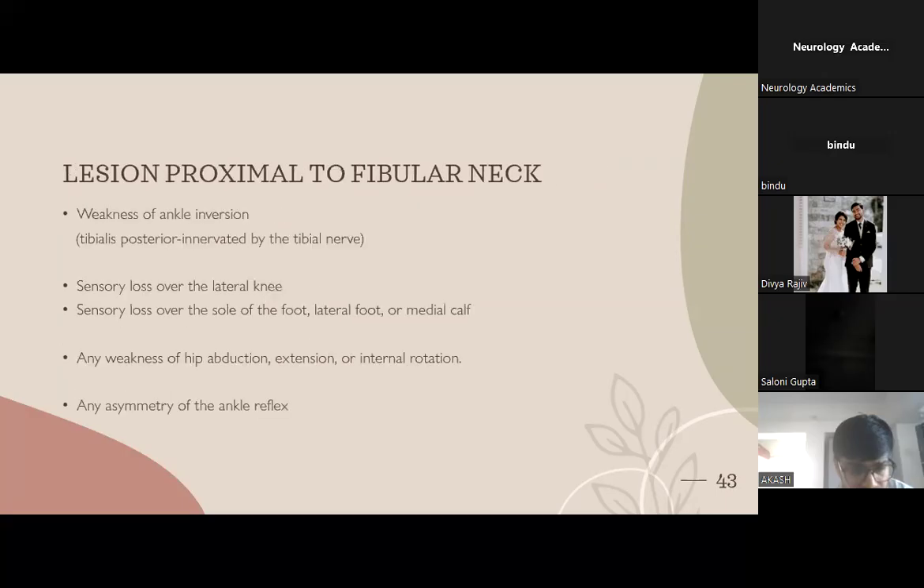If the lesion is proximal to the fibular neck, then there will be additional involvement of the tibial nerve. So weakness of ankle inversion will also be present along with plantar flexion weakness and sensory loss over the lateral knee.